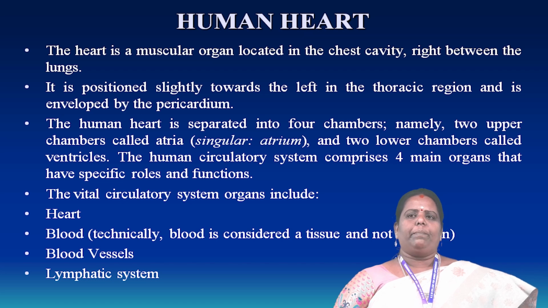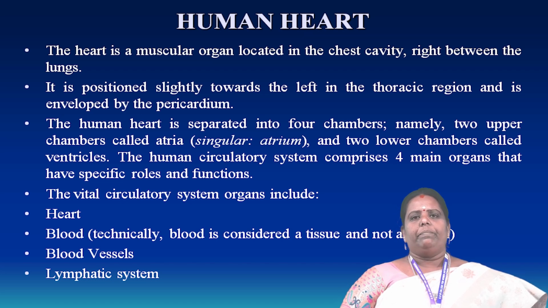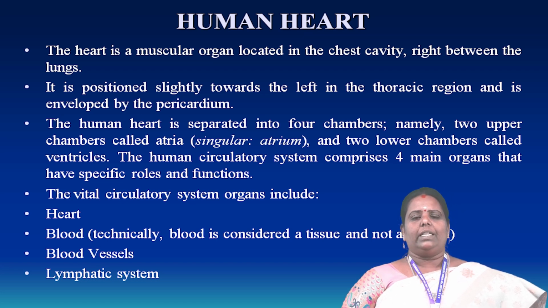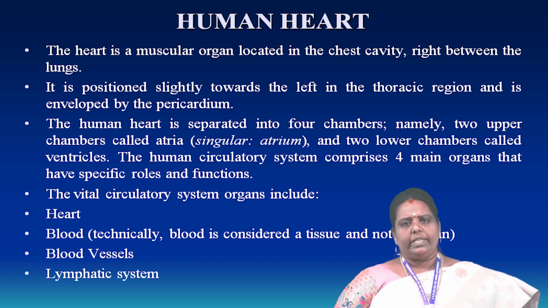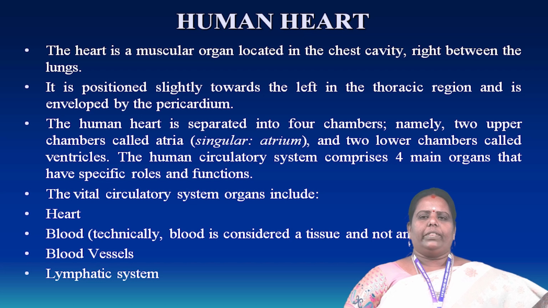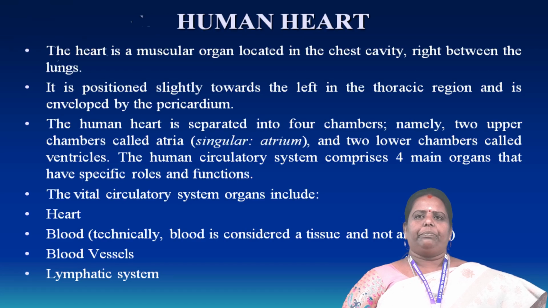The human heart is separated into 4 chambers: the 2 upper chambers are called atria, and the 2 lower chambers are called ventricles. The human circulatory system combines 4 main components, each with a specific role and function in the whole system of circulation. So, what are they? The heart, the blood, the blood vessels, and the lymphatic system.